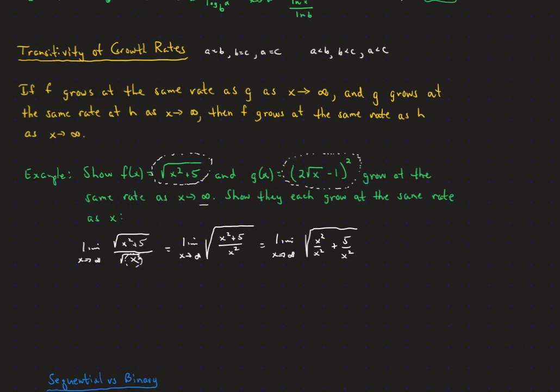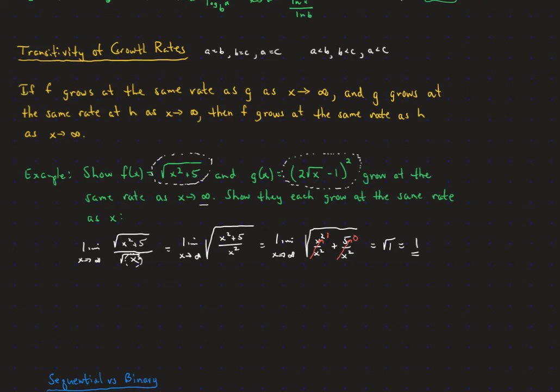Now, as x goes to infinity, x squared over x squared is going to approach 1. It's always going to be 1. The 5 over x squared is going to get smaller and smaller and go to 0. And so our limit is going to go to the square root of 1, which is 1.